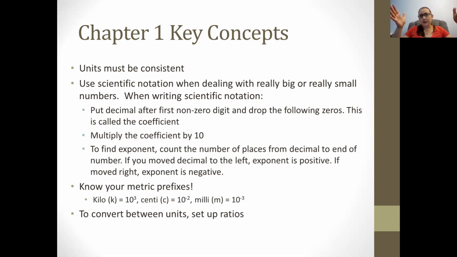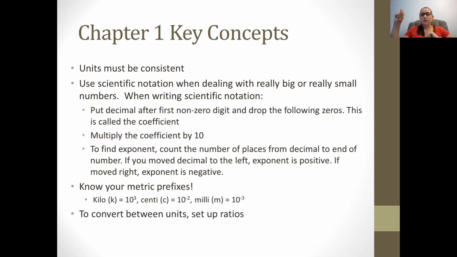Along with any other decimal places that might correspond with that. For example, 6.67, that's considered your coefficient. Then we take our coefficient and multiply that by 10, so 6.67 times 10. And then to figure out our exponent, we count the number of places from the decimal where it was originally to where we put it to get it behind that non-zero digit.